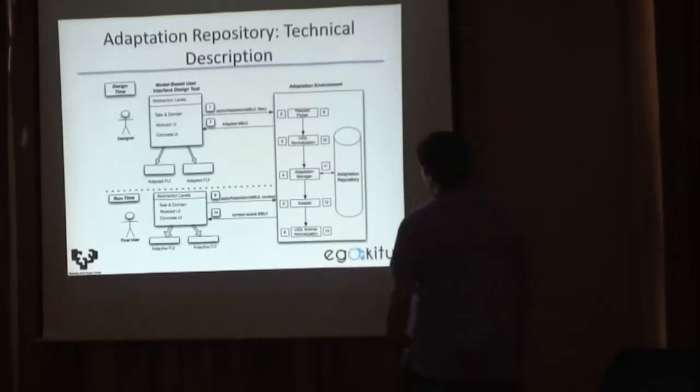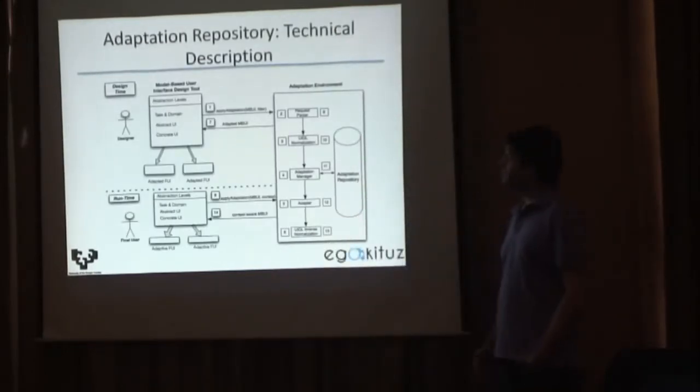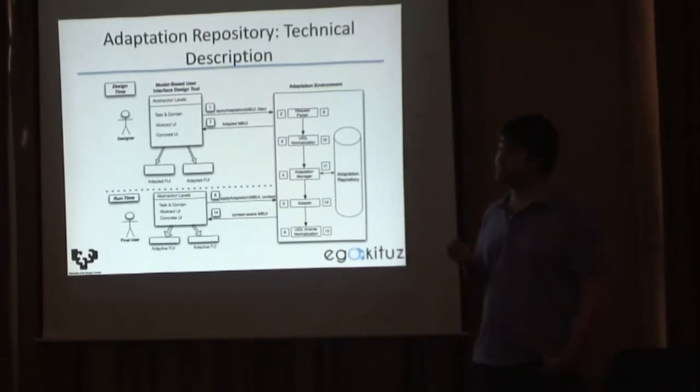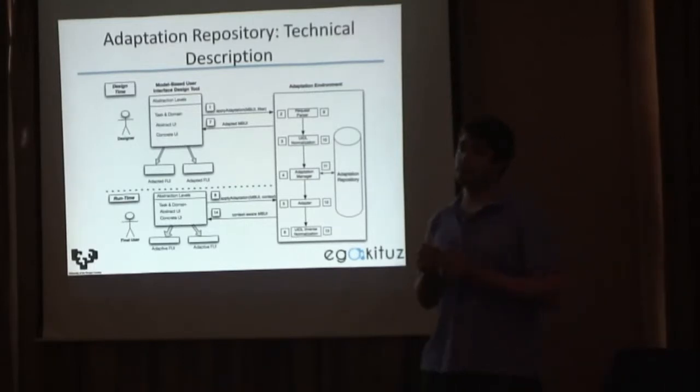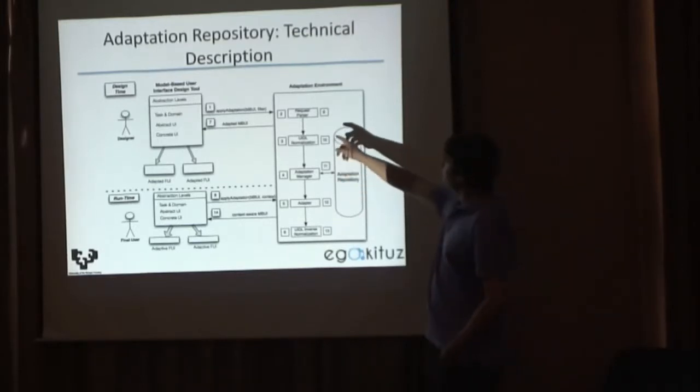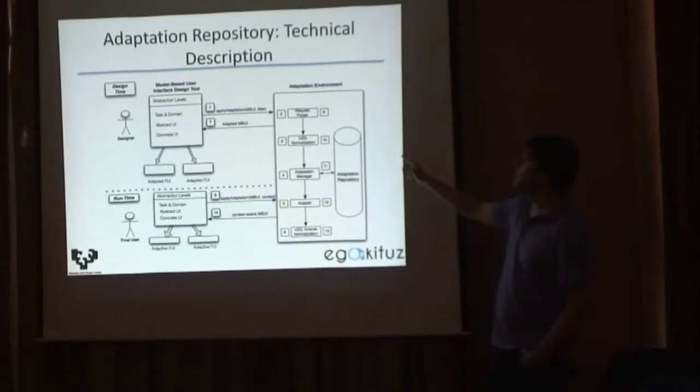This is the architecture of the adaptation repository. So the idea is that a designer using a model-based user interface design tool could send the user interface, for example the concrete one or the abstract one, and specify: I want to adapt this user interface for people with blindness, for example.